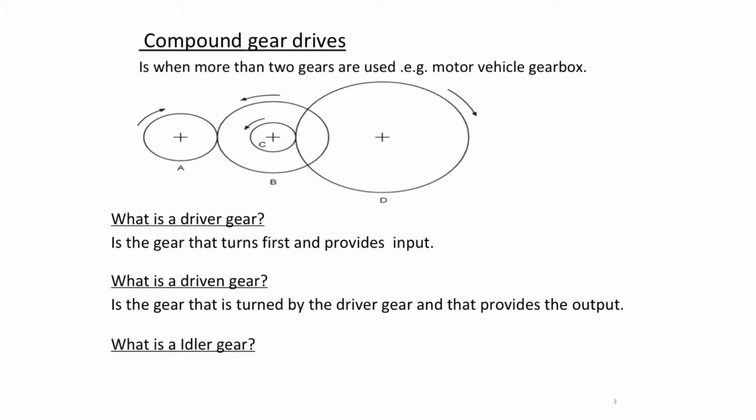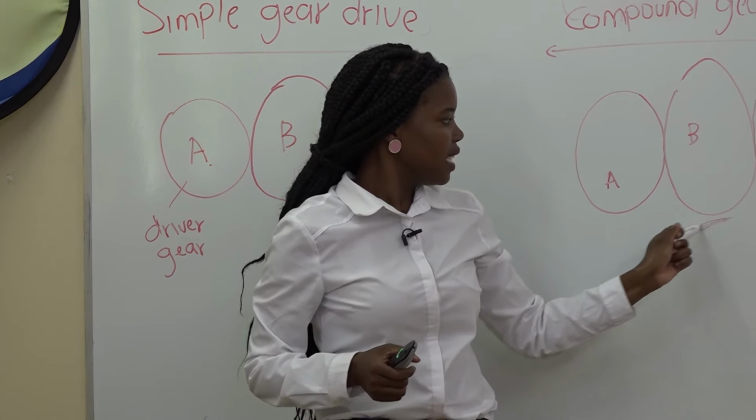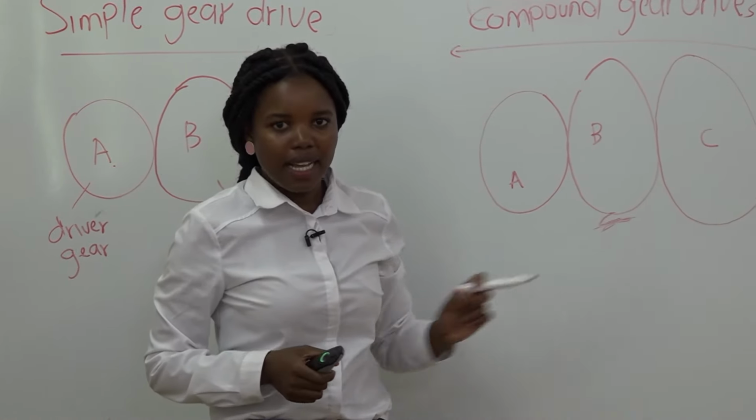Then we also have an idler gear. What do we mean by an idler gear? An idler gear is a gear that maintains the driver and the driven gear. It's a gear that maintains the driver and driven gear. You only find this one on compound gears, or compound gear drives.